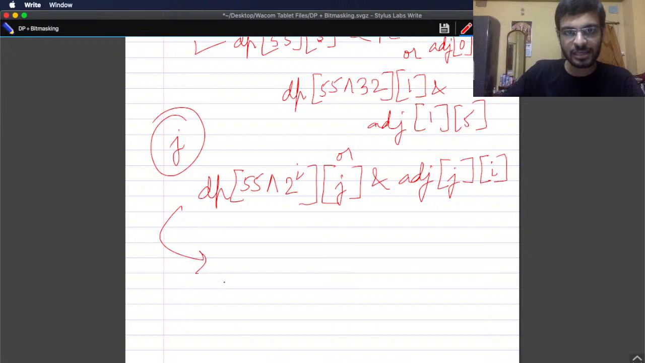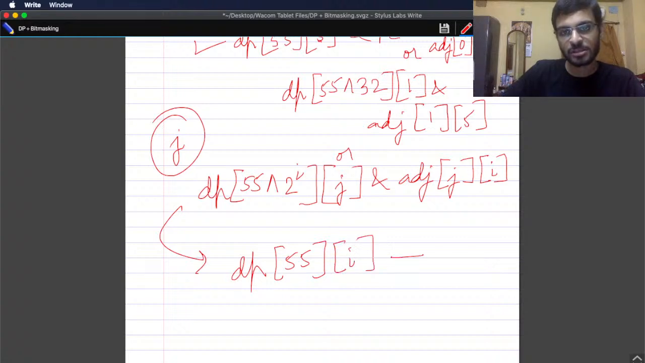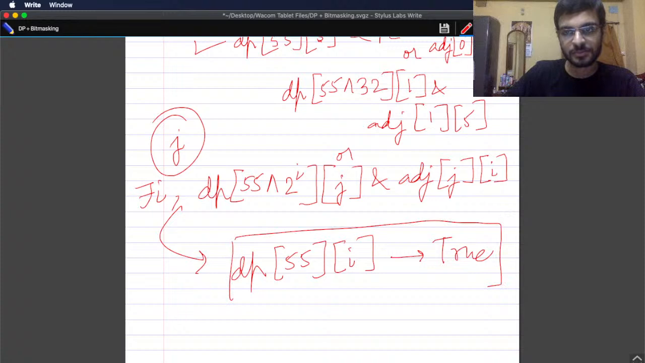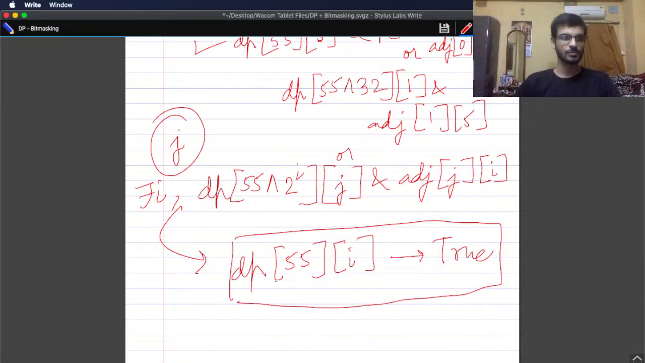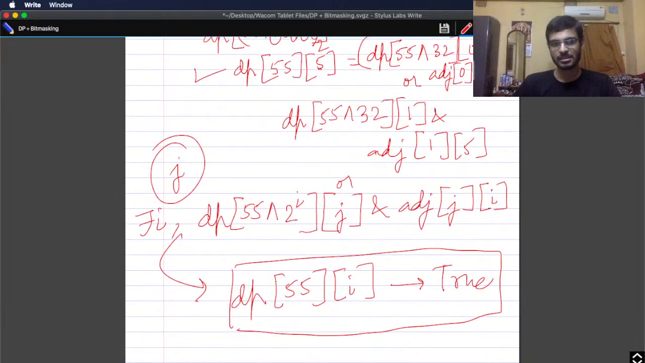इससे हम बोल सकते हैं कि that means DP of 55, I is going to hold. This is going to be true. If for any I there exists I for which this is true, I can say that this is going to be true. Makes sense? So this is actually the idea. This is the recurrence.